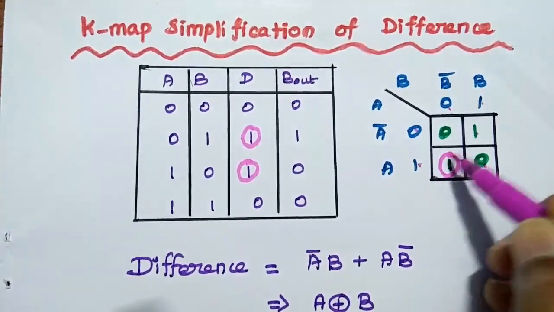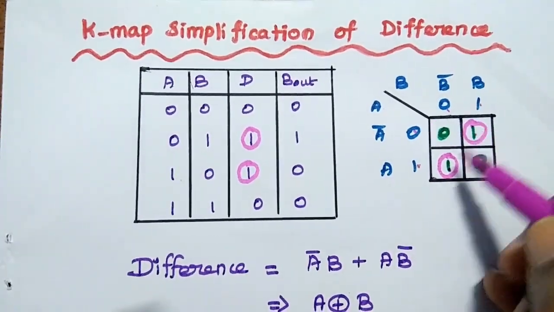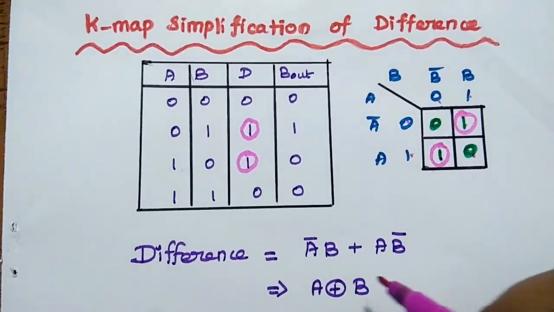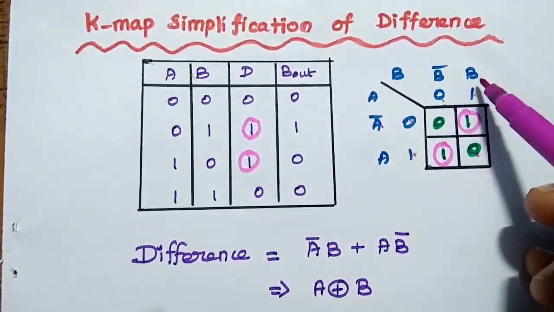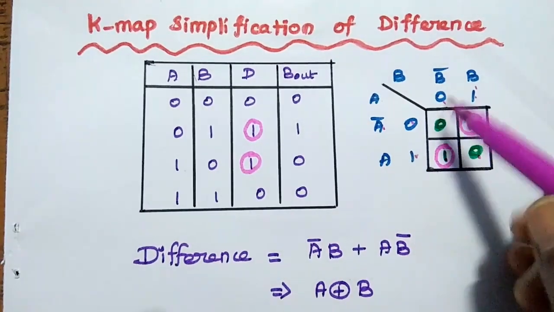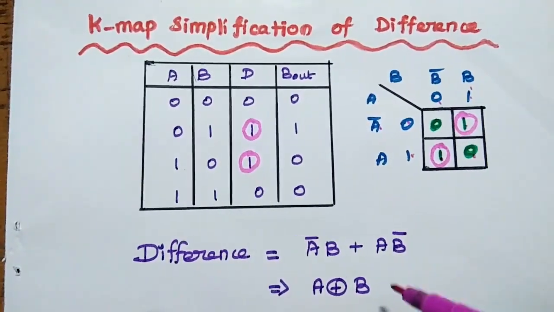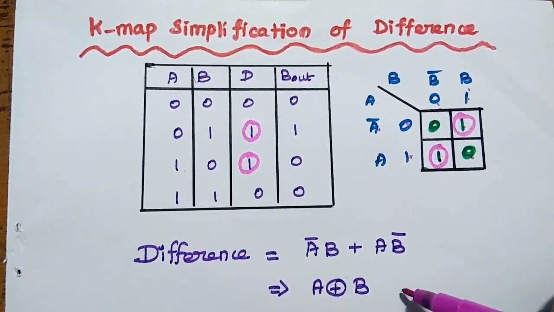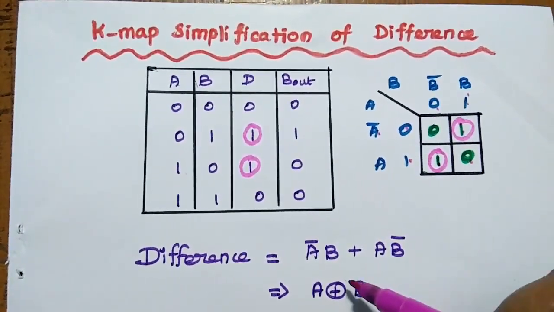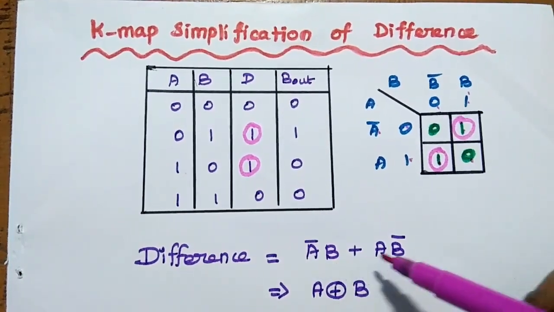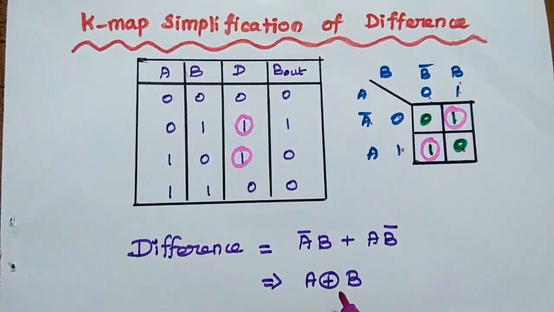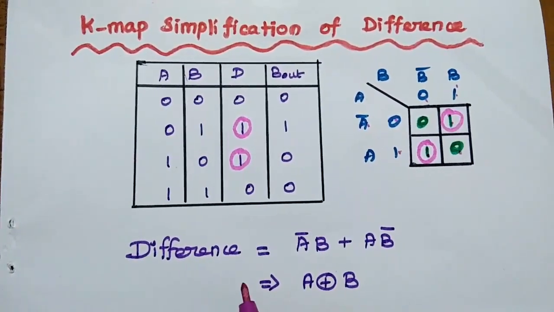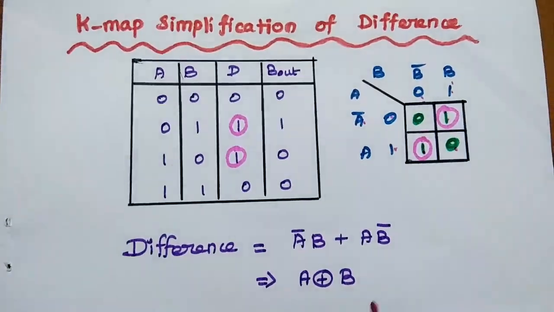So now we have the higher bit 1 for these two combinations. So we can write the Boolean expression like this. Difference is equal to A bar B plus A B bar. It is equivalent to the operation of XOR gate of A and B. So we can write A bar B plus A B bar as A XOR B. So now we have obtained the difference expression as A XOR B.